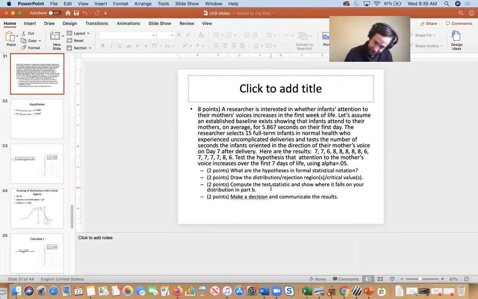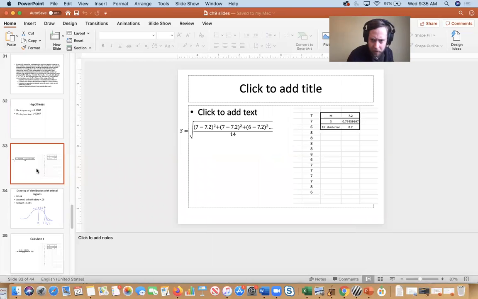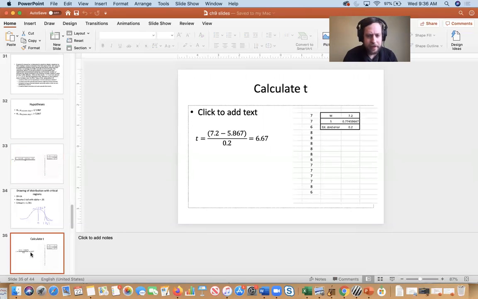So let's see, what's the next part of the question here? Compute the test statistic and then show where it falls on the distribution. That's the third part. In order to calculate the test statistic, you need to know the sample standard deviation. So in this problem, you have to calculate the sample standard deviation. Let me move ahead, then I'll backtrack to the standard deviation.